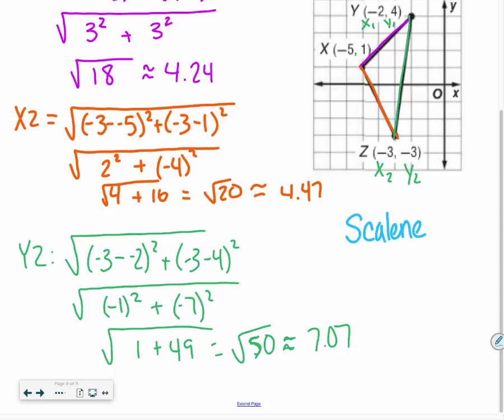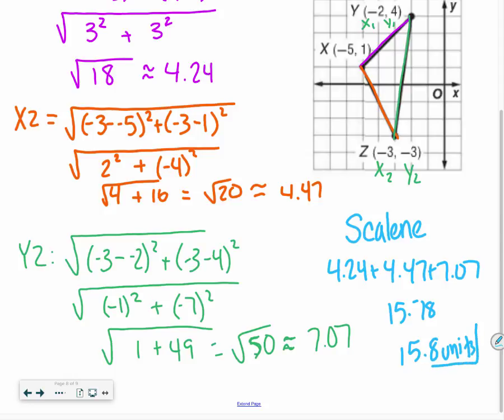So it's scalene. And if I want to find the perimeter, that means I add up the side measures. So I have 4.24 plus 4.47 plus 7.07. And if I add all of those together, I get 15.78, but it asked me to round to the nearest tenth, so 15.8 units would be my answer there.